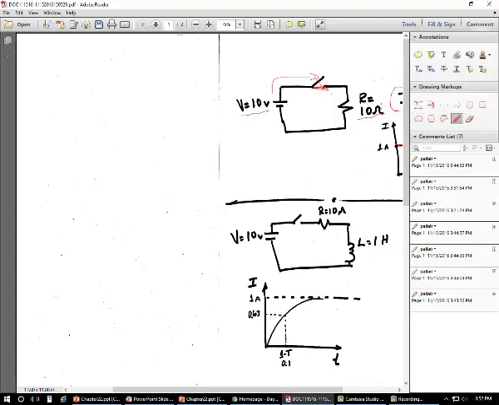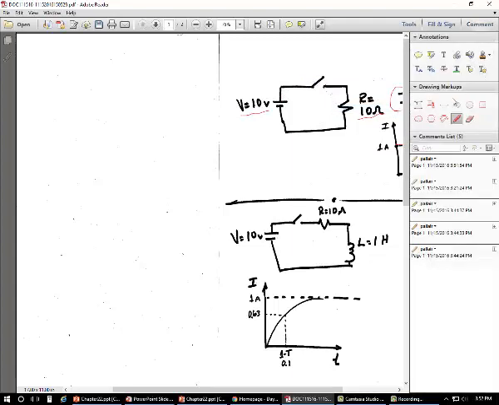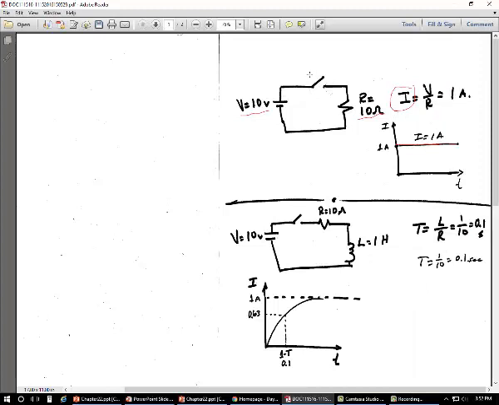However, as soon as we close this circuit, when we close the switch right here, then we have a closed circuit. And the current, which is calculated by dividing the voltage by the resistance, will be 10 divided by 10 equals 1 amp.